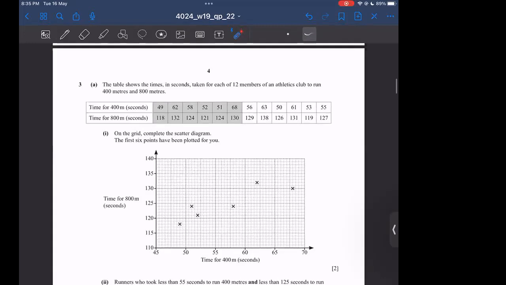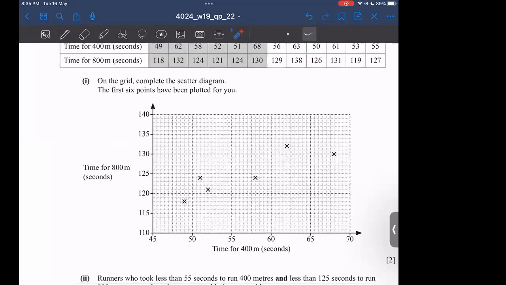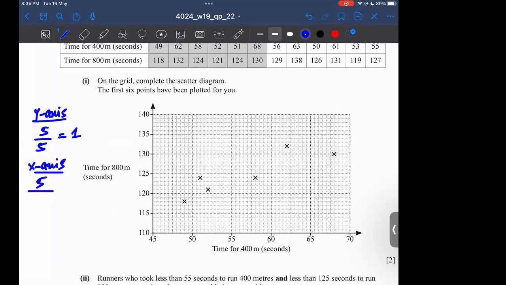So for plotting, we need to understand the scaling over here on the y-axis. The number of boxes after every 5 units: 5 divided by 5, 1 unit. One tiny small box equals 1 unit. On the x-axis, the difference of the values is 5, 50 minus 45 is 5. And how many boxes are there? 10 boxes. So 1 tiny small box is equal to 0.5.